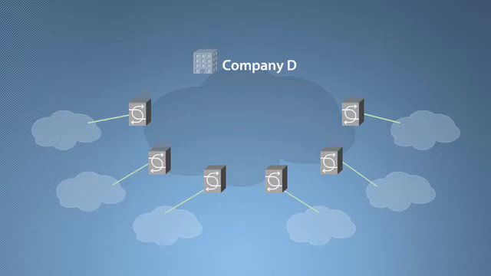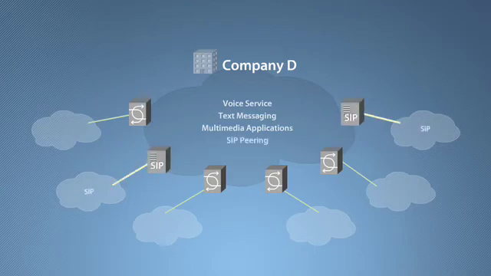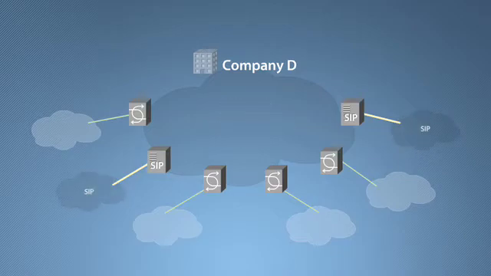They also want to enhance their portfolio by offering transit services for text messaging and multimedia applications. The company would also like to offer SIP peering as an alternative to TDM to other voice over IP providers. The new business plan presents a number of challenges for Company D's meshed soft switch network.